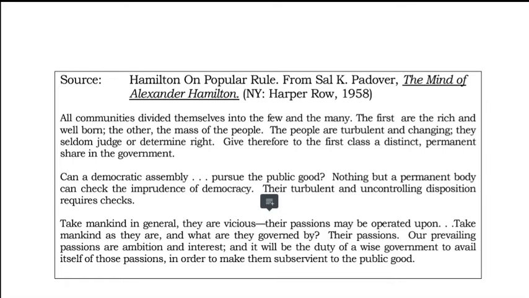Take mankind in general. They are vicious. Their passions may be operated upon. Take mankind as they are. What are they governed by? Their passions. Our prevailing passions are the ambitions of interest, and it will be the duty of a wise government to avail itself from those passions in order to make them subservient to the public good.